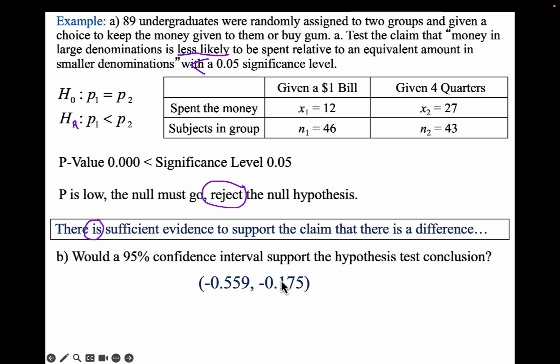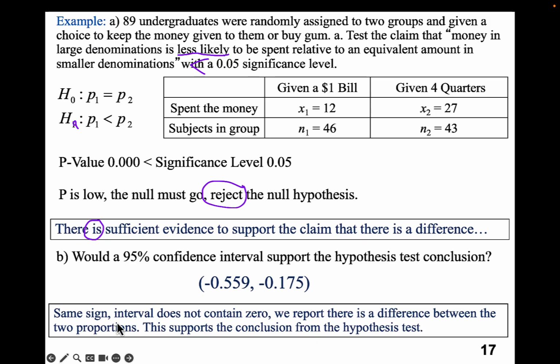That means 0 is not in the interval. 0 is not in this interval. That means that there is a difference. Here it is written out. Same sign, interval does not contain 0. We report that there is a difference between the two proportions, which is what we said with the conclusion for the hypothesis test.